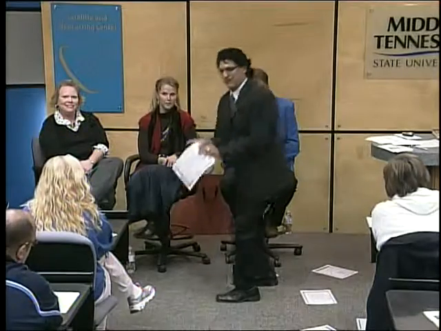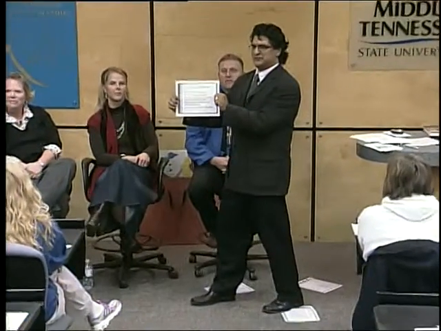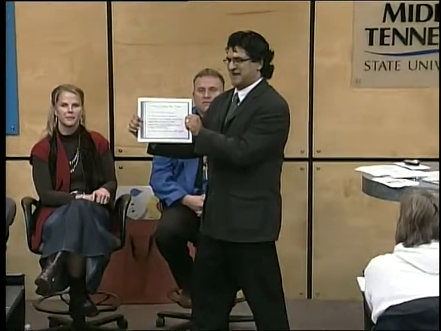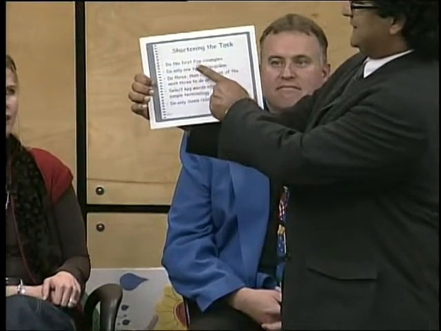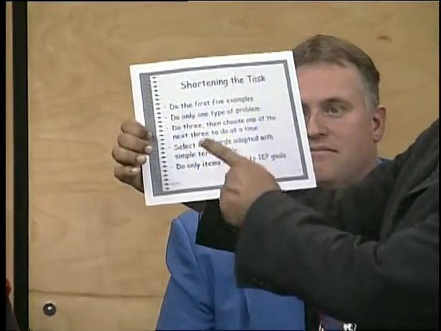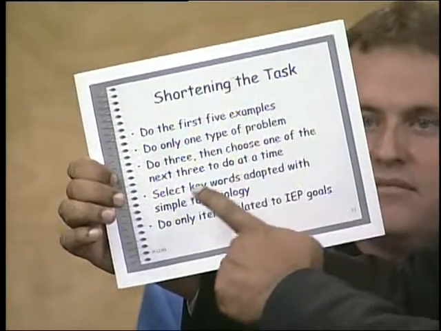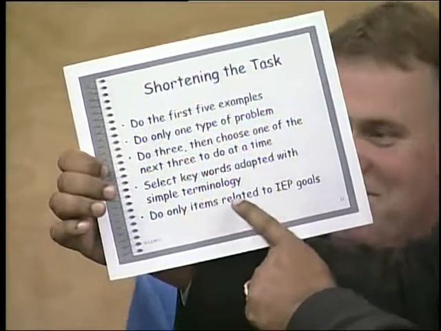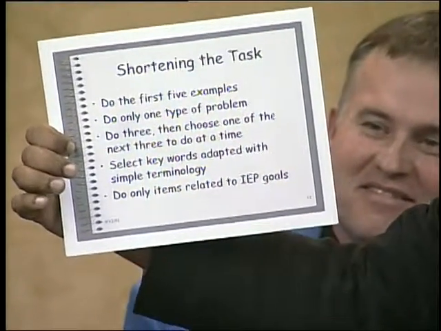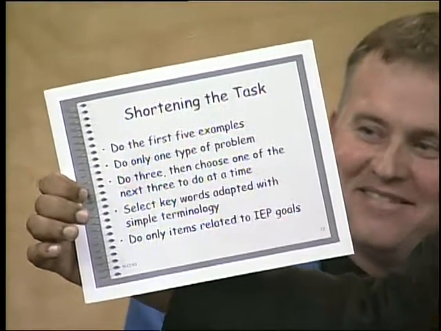Number 1, the camera can zoom right in here. I present to you shortening of the task. Look at that. You can actually do the first 5 examples. Do only one type of the problem. Do 3, then choose one of the 3. Do only items related to your IEP goals. You can actually shorten that task.